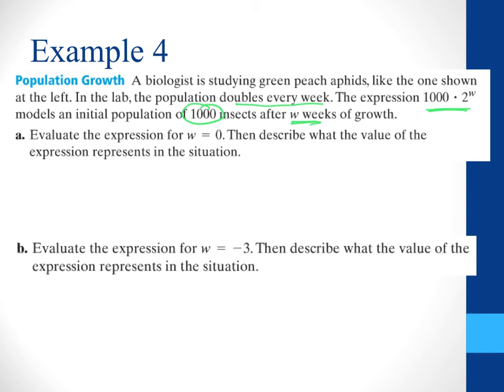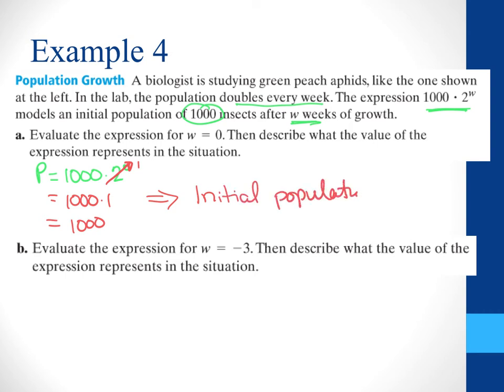So ultimately what I have is that my population is equal to 1,000 times 2 to the power of 0. So if you remember, anything raised to the power of 0 is 1. So this really gives me 1,000 times 1, which is 1,000. Okay, this here is telling me what my initial population is. So this is the initial population at, and I'm going to put t equals 0, or when time equals 0. And that actually is told to you right here.